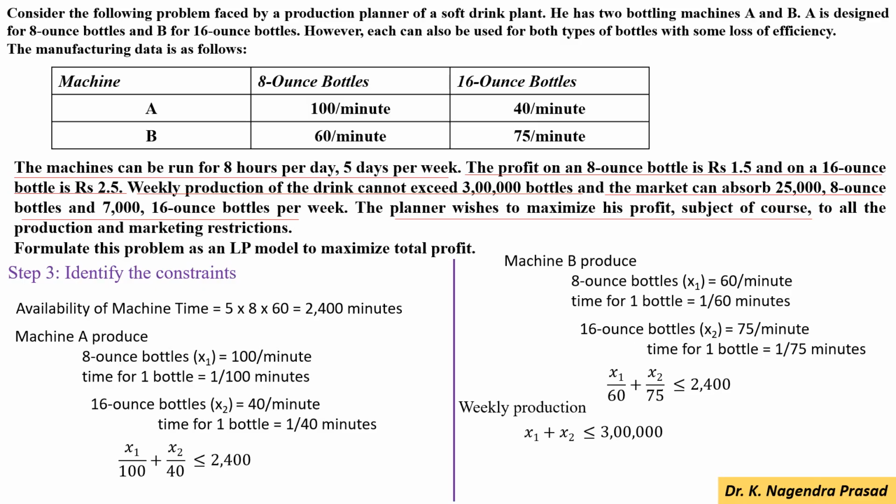Next, observe that the market can absorb 25,000 8-ounce bottles and 7,000 16-ounce bottles per week. So from the marketing point of view, the constraint is x1 greater than or equal to 25,000. Similarly, x2 greater than or equal to 7,000. So this is the solution, and thank you.